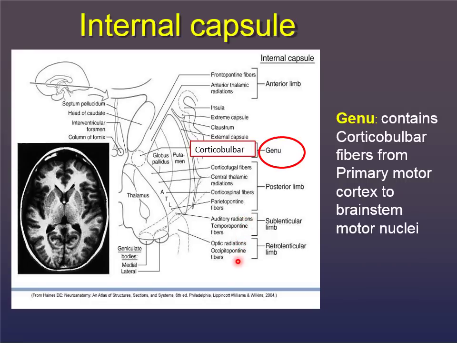The internal capsule, again seen here, has a number of features that we see represented, and that is the anterior limb and the posterior limb. The corticobulbar fibers are located right at the genu, and those are involved in motor functions to the cranial nerve nuclei. And then the corticospinal fibers are a little more posterior, and they include arm, trunk, and leg, with the arm closer to the genu, and then the trunk and the leg most distant from the genu.